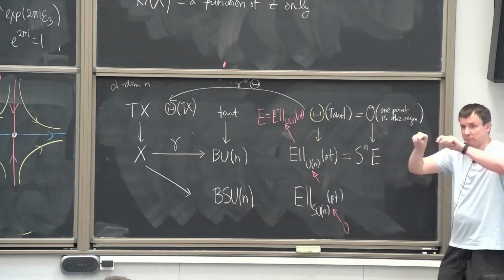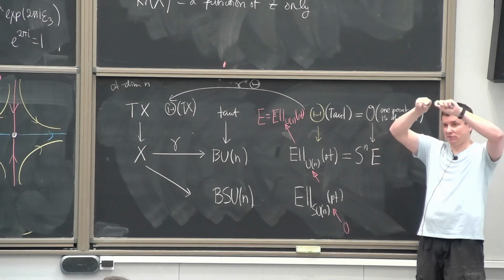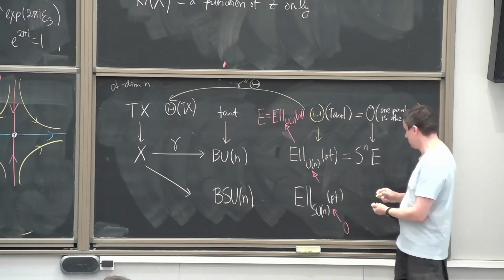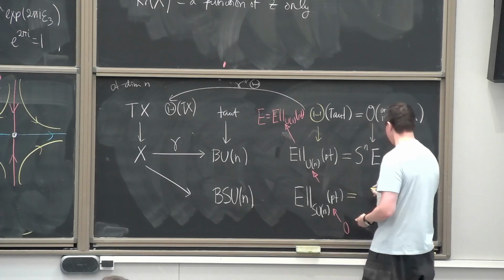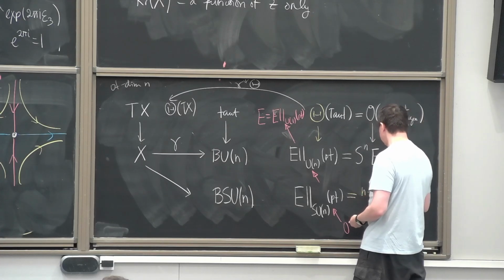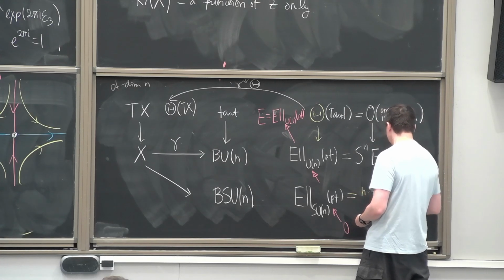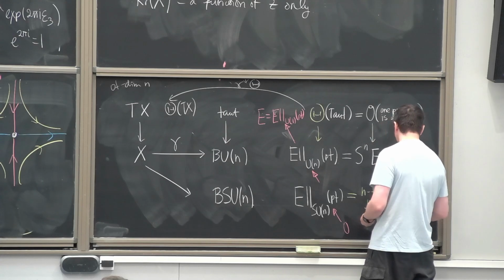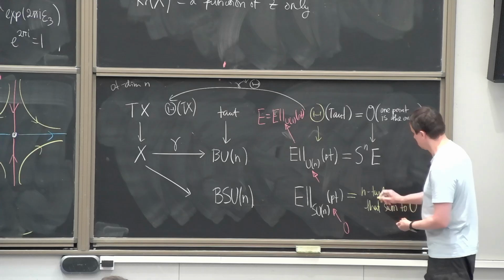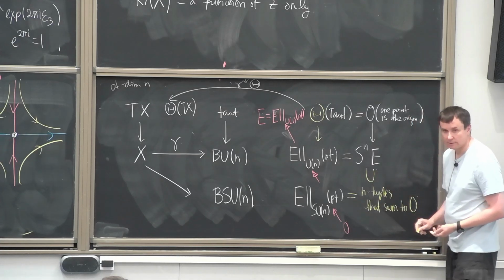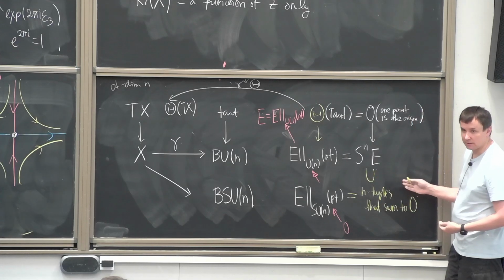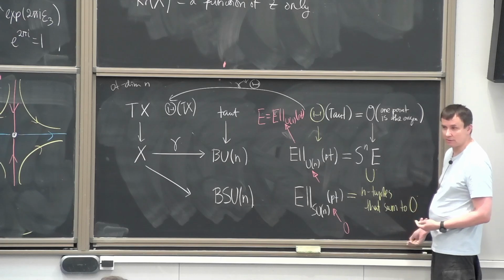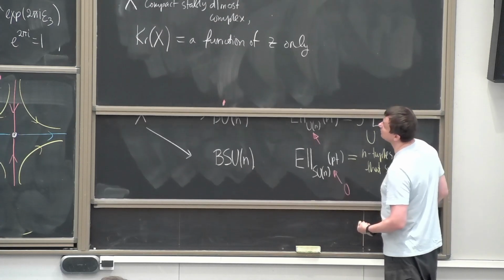Because what is the first Chern class of a bundle? Your Chern roots, you just multiply them. So inside here, this is the locus of n-tuples that sum to 0. So you're pulling back something from the locus of n-tuples that sum to 0. But what is this map?